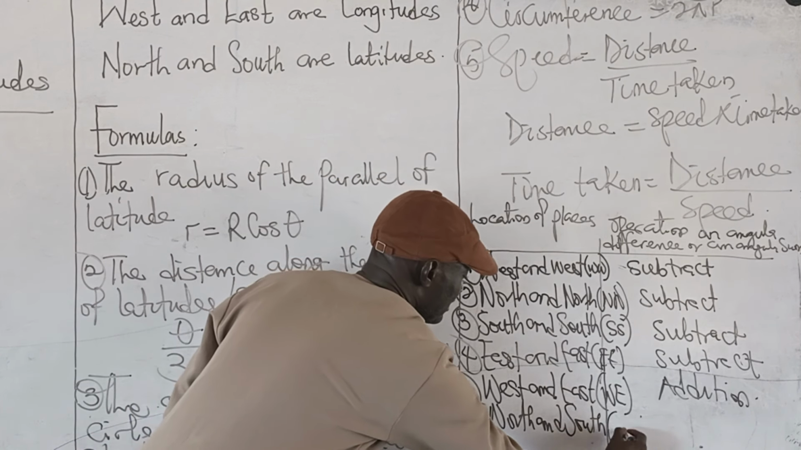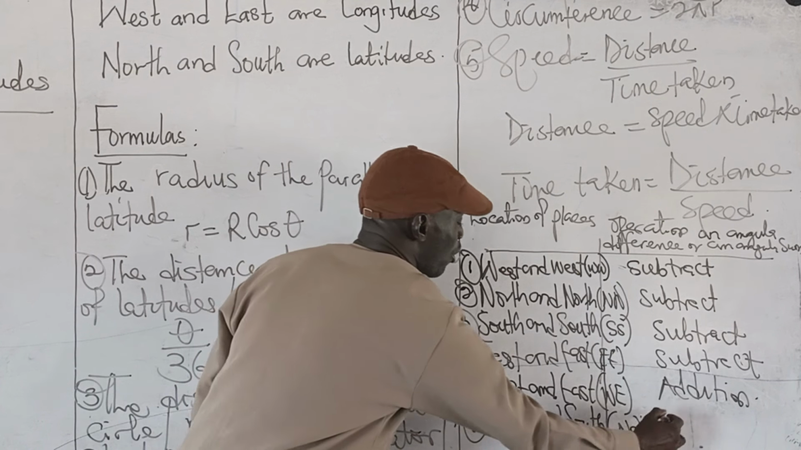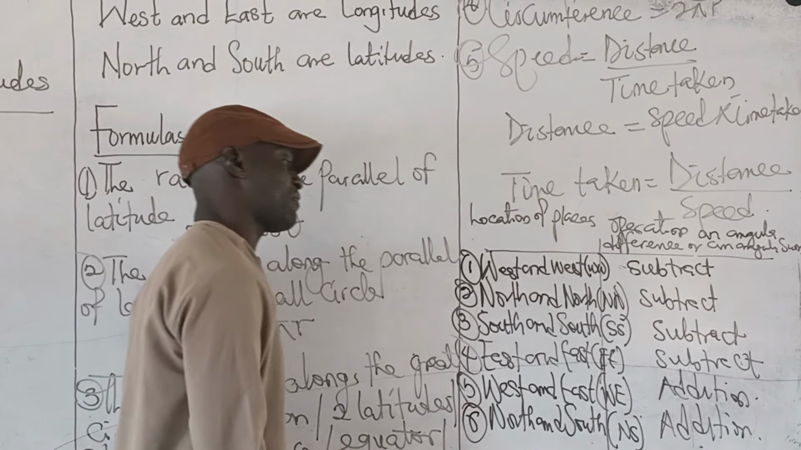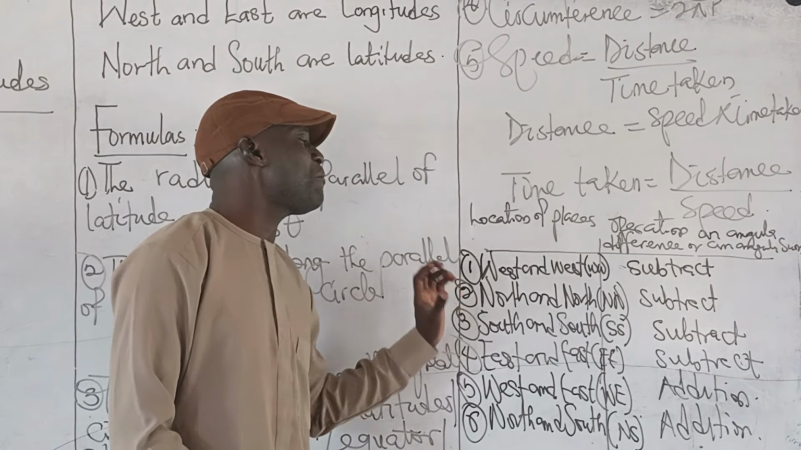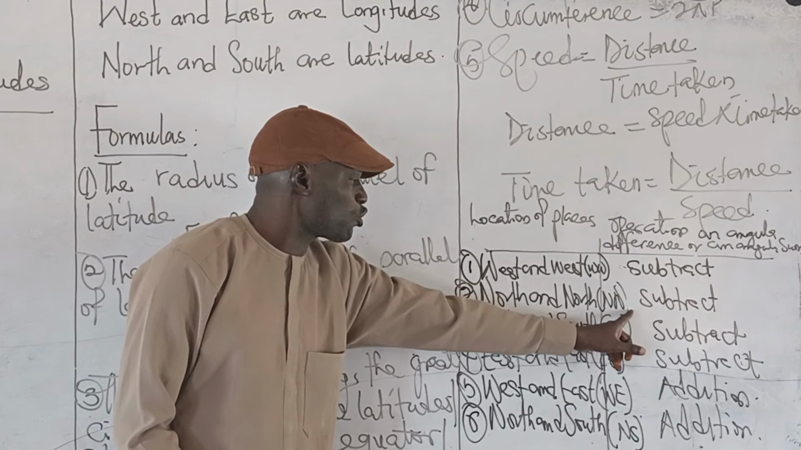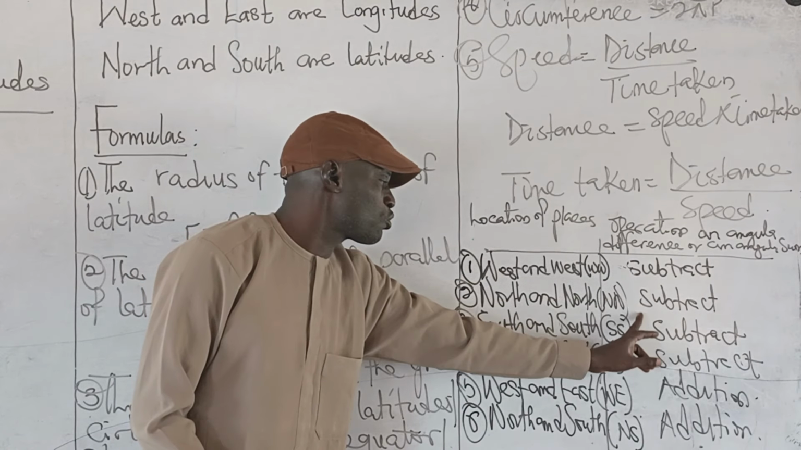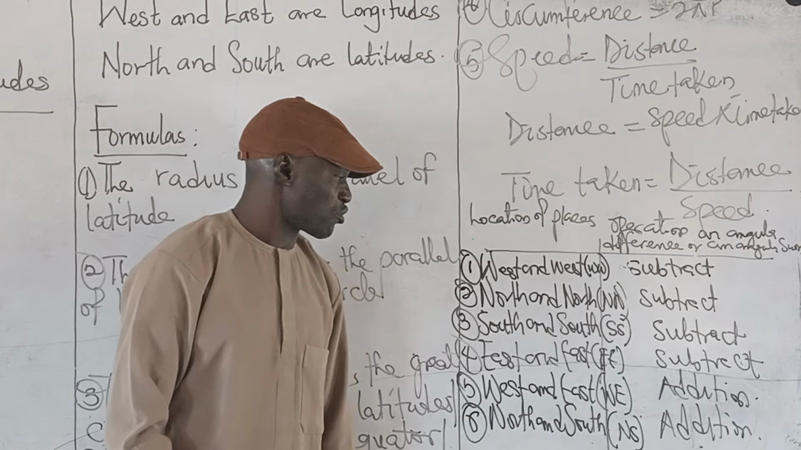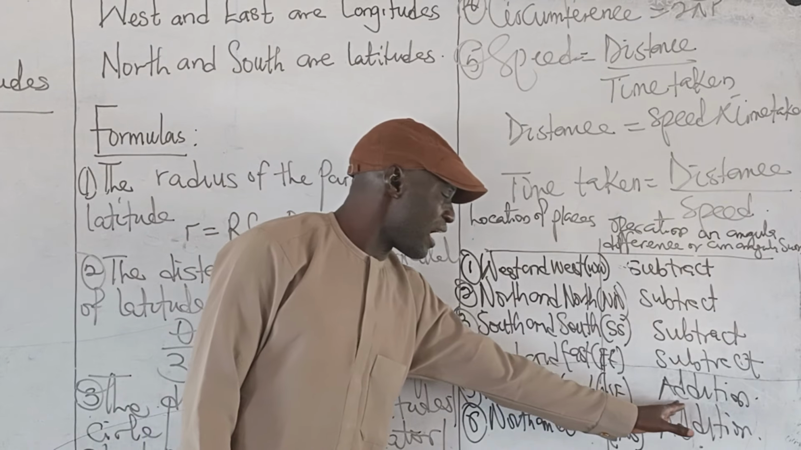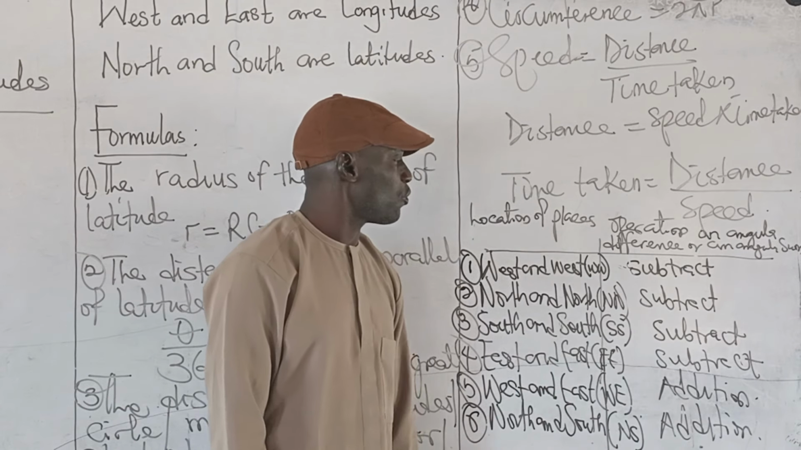North and south, which is N and S. We also apply addition. Like I said, anytime you have the same locations, you do your subtraction. And when you have different locations, you have to add them up. That's the only thing we need to know.